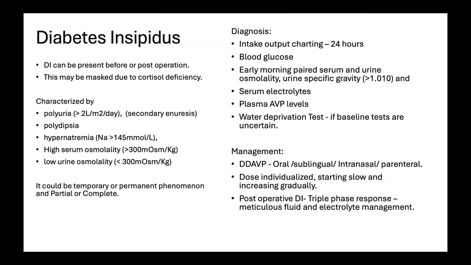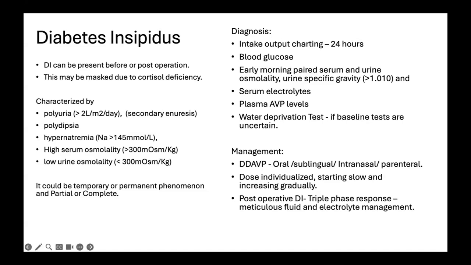Now, this diabetes insipidus in cases of CNS tumors can either be a temporary phenomenon or a permanent phenomenon. And this may require treatment temporarily or for life. Important in the diagnosis is the intake output charting. Sometimes we can explain it to the parents for them to do this at home, or we might need to admit the child in the ward and witness the polyuria ourselves by doing an intake output charting for 24 hours.